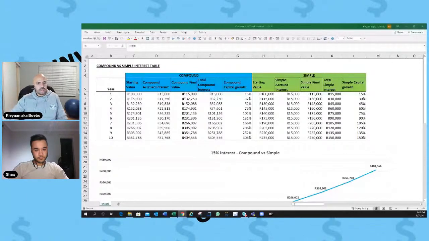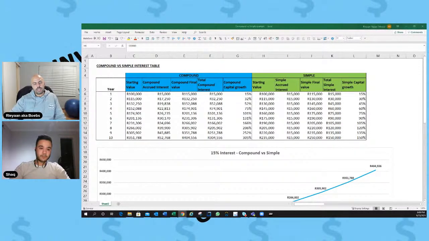The table you see on your screen right now is just an example of a compound interest investment versus a simple interest investment. If you look at the starting value, I said you take 100,000 Rand and decide to invest it over 10 years in a compound interest investment account yielding a return of about 15% per annum. It's all hypothetical, but at 15% per annum, in your first year you'll accrue 15,000 Rand, so the final value at the end of the first year will be 115,000 Rand.